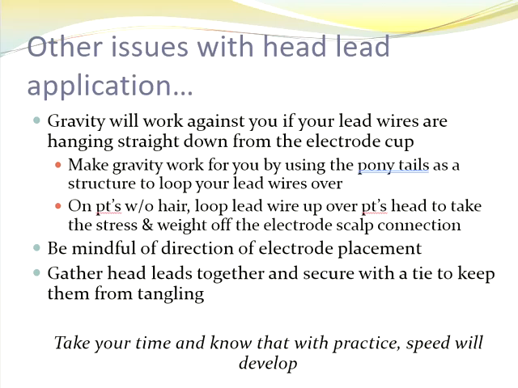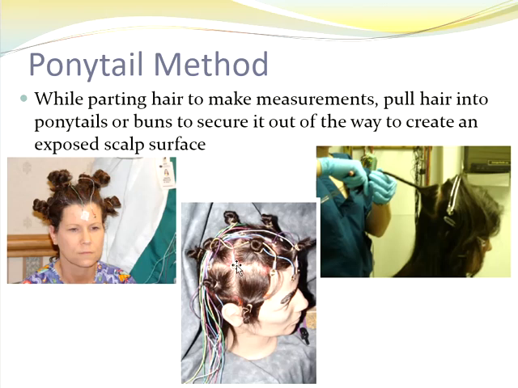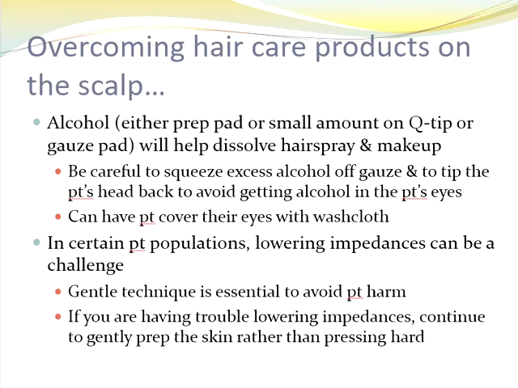Other issues that are common with head lead application is that gravity can work against you. If you have a lot of stress or tension on the electrode cup, it can cause it to pull down. So you'll find that the ponytail method is nice because you can use the ponytails to loop the wires over, so it takes off the weight. You don't have the entire weight of the wire pulling down on the electrode itself.